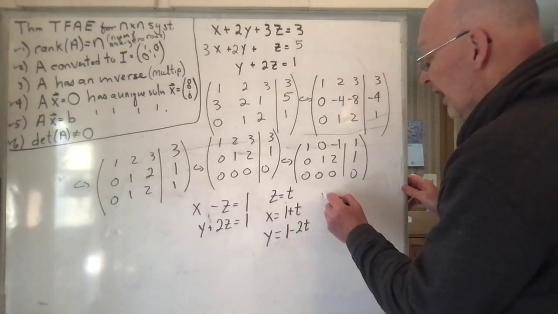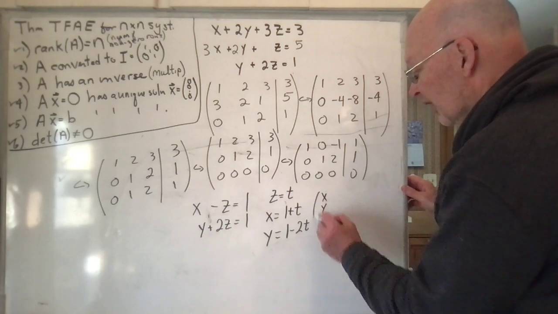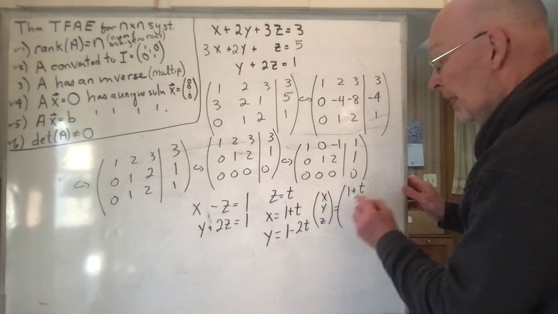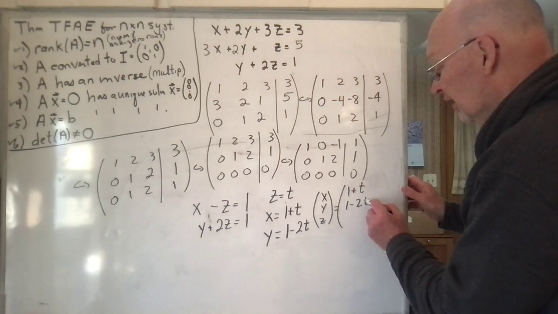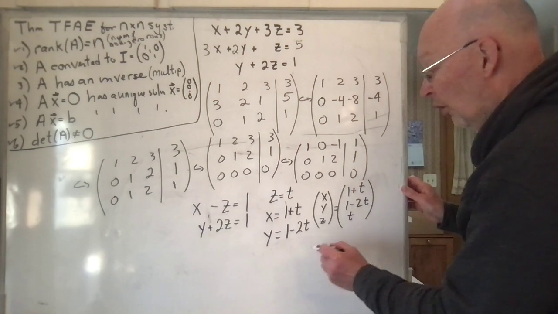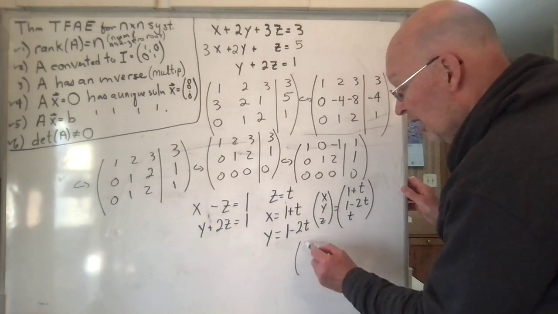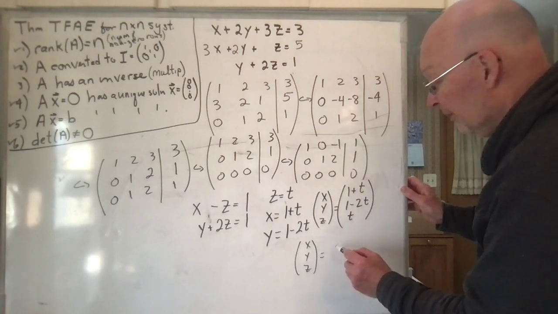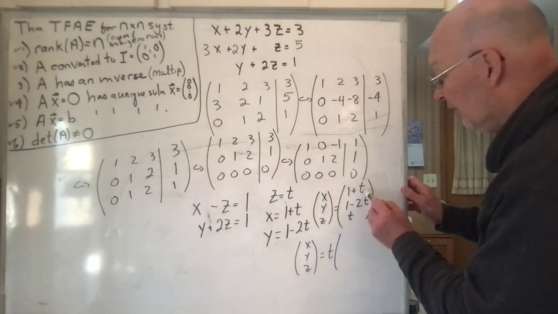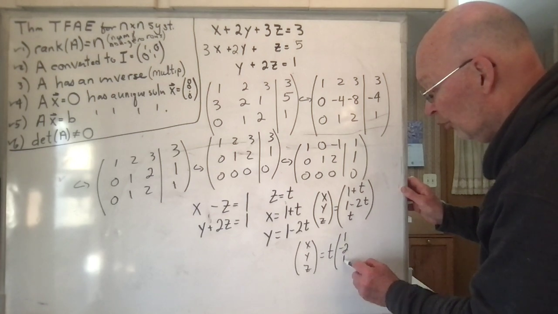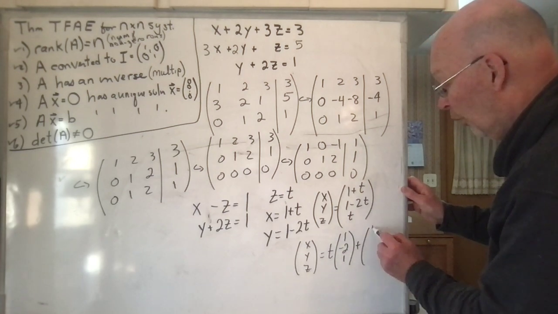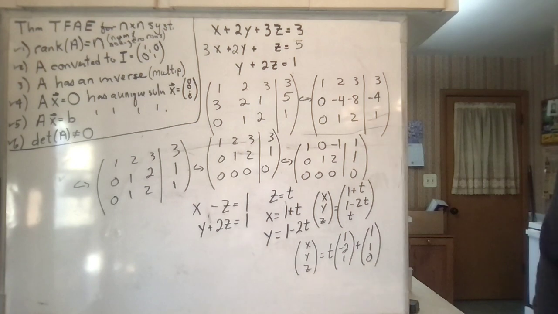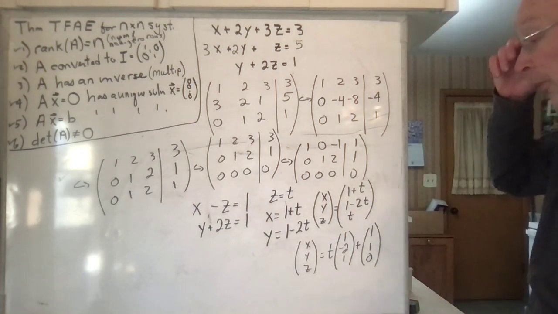And so my x, y, z, what are all the solutions I have? Here's all my solutions. It's 1 plus t, 1 minus 2t, and t. Or I can write it like this. x, y, z is equal to, I can break this up and write it as t times the vector 1, -2, 1, and then I'm left with 1, 1, 0. Let me make sure it's the same thing I got before. Yeah. Okay, so this is super important.